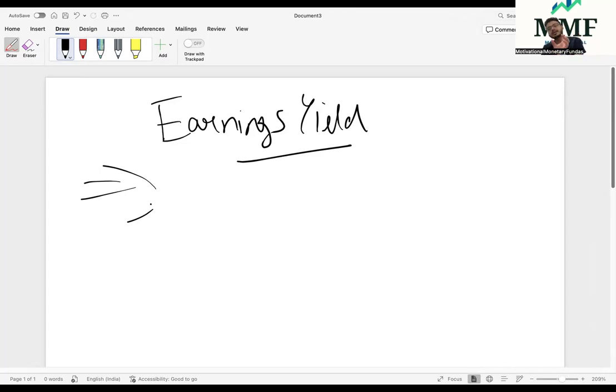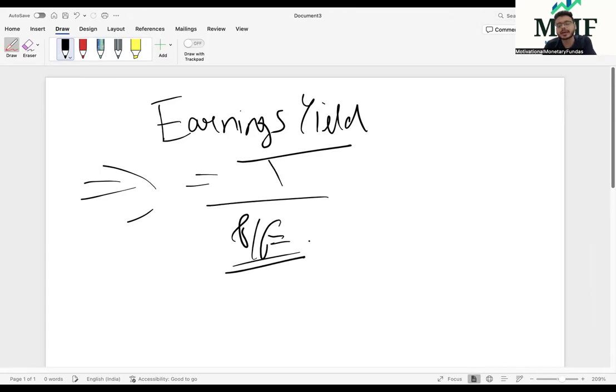So as the name suggests, earnings yield is basically telling you how much the earnings of the company are making for you. What's the yield of the earnings of that company? For example, if we talk about the price to earning multiple, you just do an inverse of it. The current market price of the company in the numerator divided by the trailing 12-month earnings per share is the price to earning multiple. The inverse of that multiple is the earnings yield.